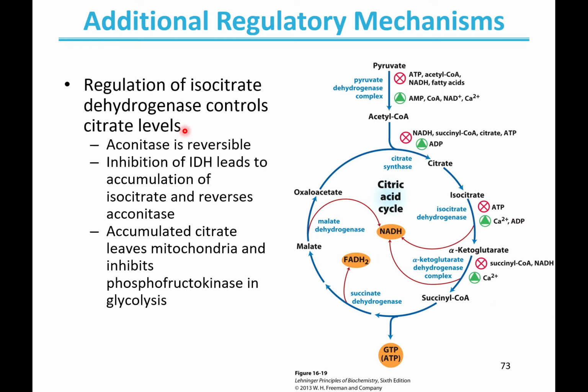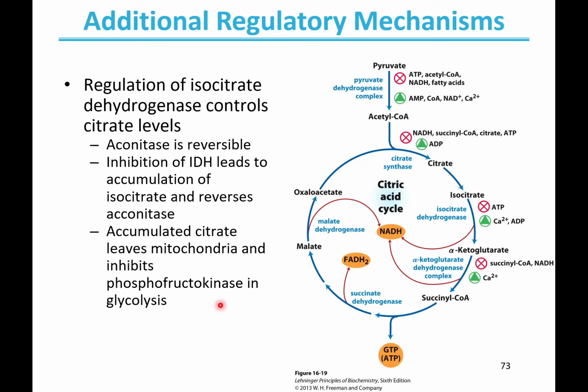The regulation of isocitrate dehydrogenase controls citrate levels. Aconitase is reversible, so citrate to isocitrate is a reversible step. So when isocitrate dehydrogenase is regulated, isocitrate levels can build up. When that builds up, since this is a reversible step, if you have a lot of isocitrate around, it goes back to citrate. Citrate can then be used as another building block, but it can also leave the mitochondria.